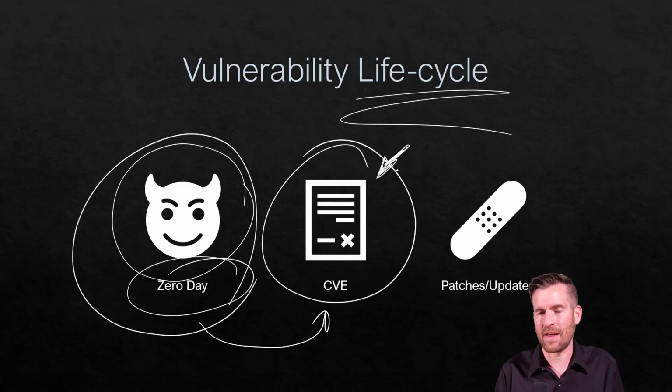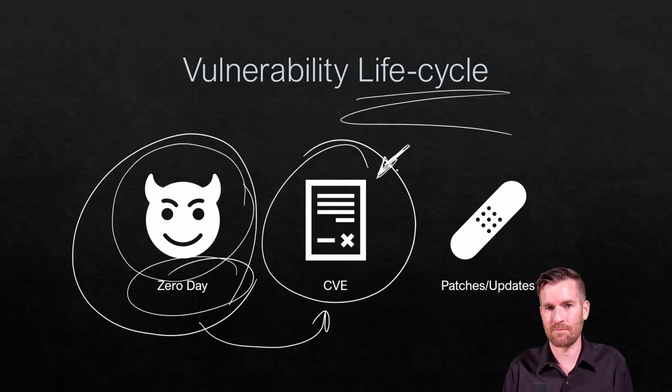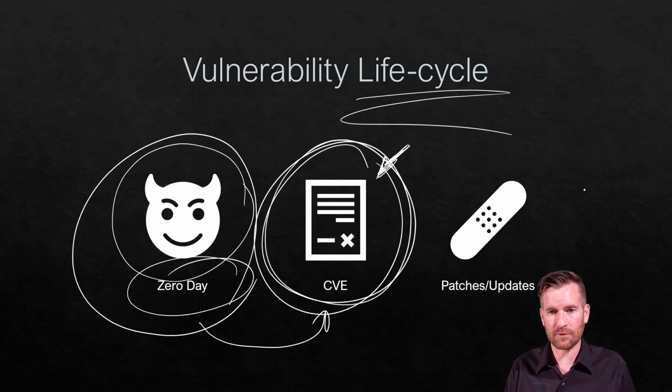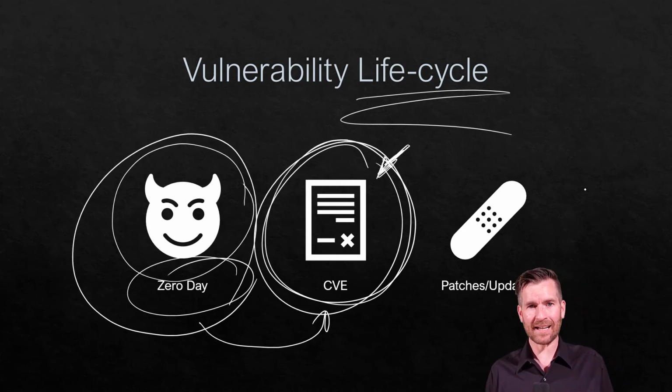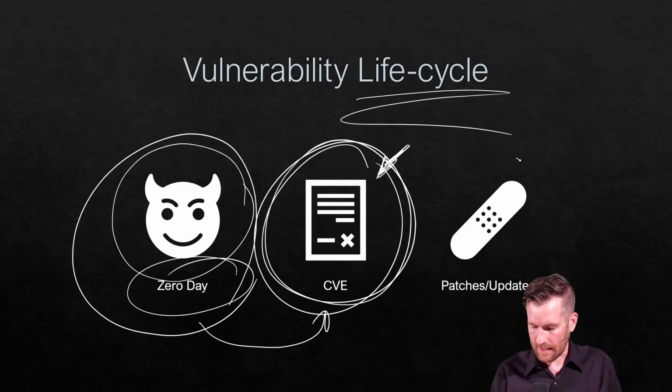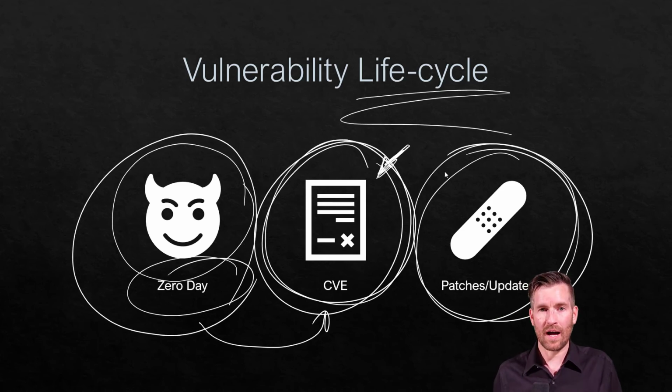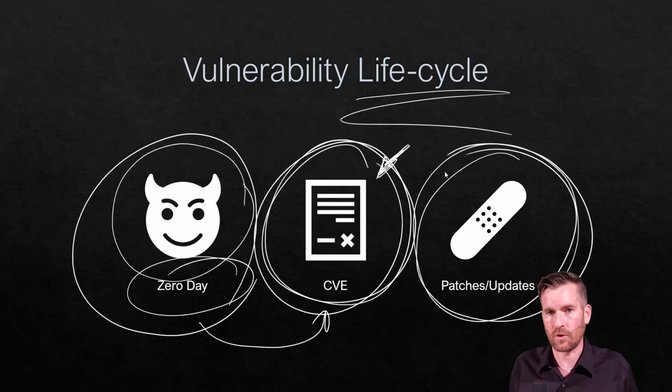now that it's been sent out into the public and people are aware of it, the companies that have released the hardware or software can now go and fix their hardware and software. They come out with a patch. And so the next stage in this life cycle is the patches and updates that come out to do away with this vulnerability.